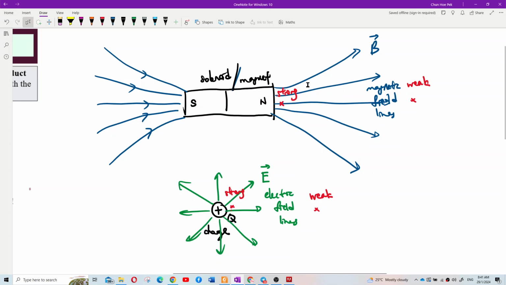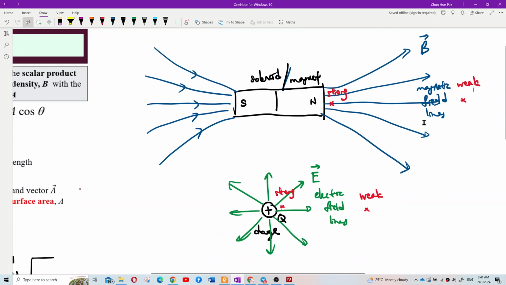So you just look at the distance between the lines. If the lines are closer to each other, it means it's strong. If the lines are further apart, they are weak, just like the electric field. Understand? The magnetic field is just like the electric field. Okay, good. Finished with that.